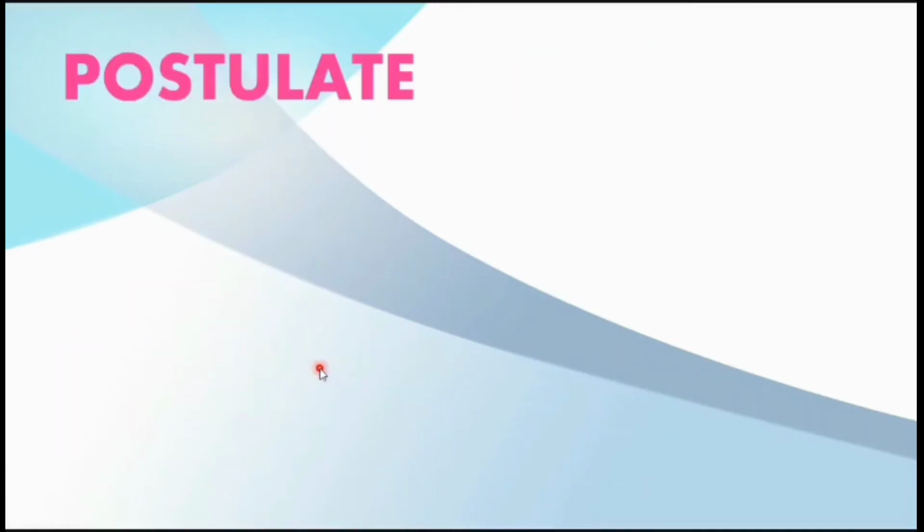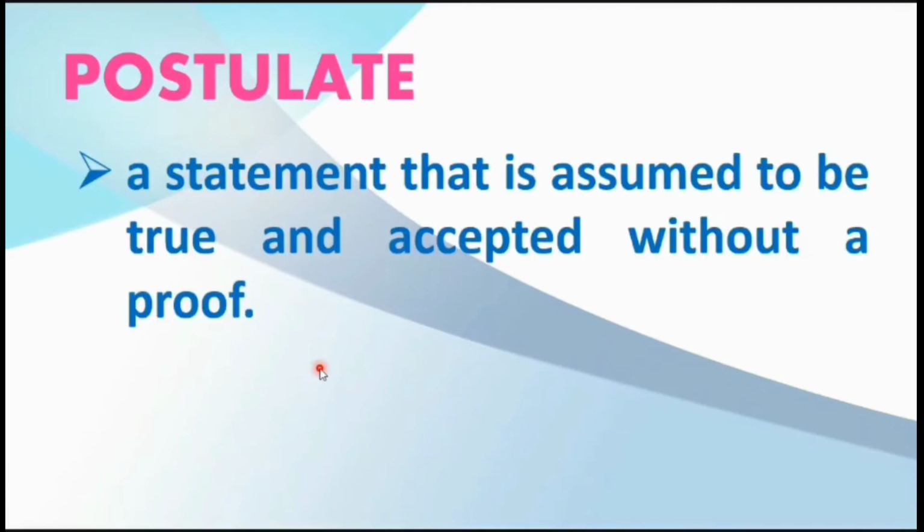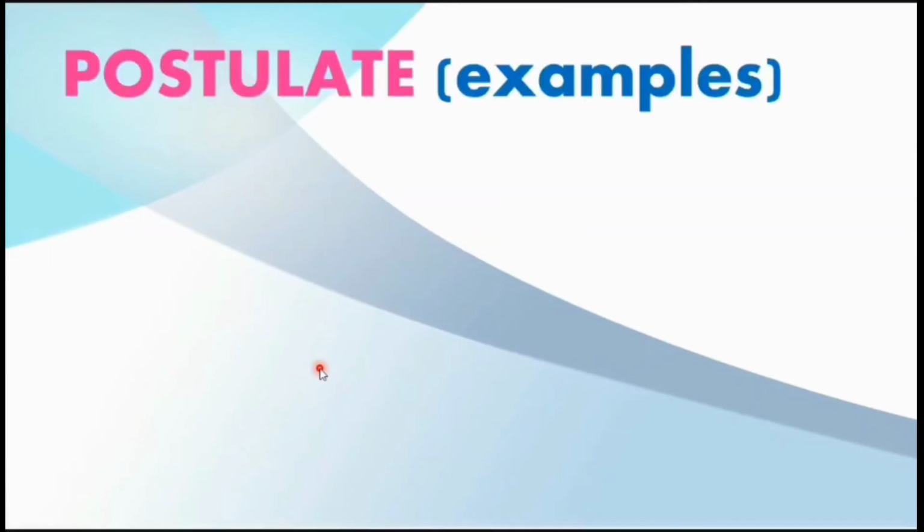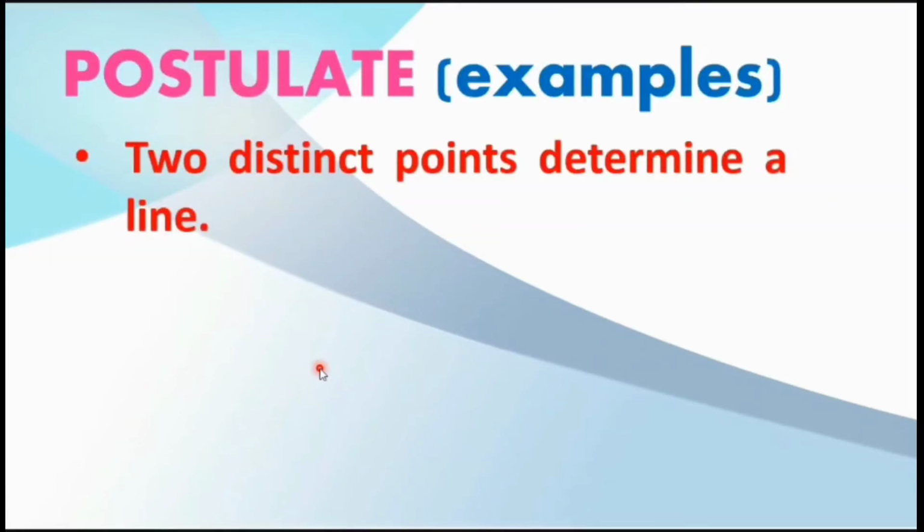We now come to the third part of mathematical system. We have the postulate. A postulate is a statement that is assumed to be true and accepted without a proof. So meaning even without proof, these statements are accepted to be true. Example of these statements are, number one, we have two distinct points determine a line.